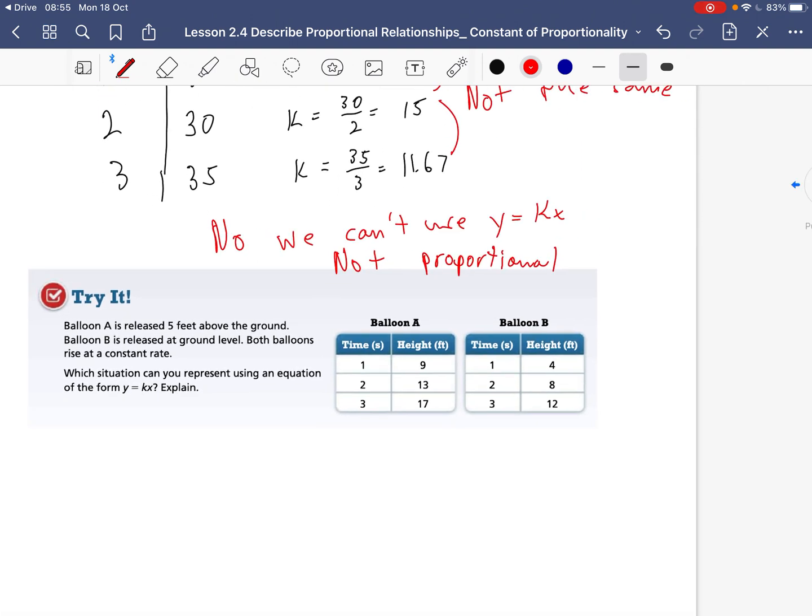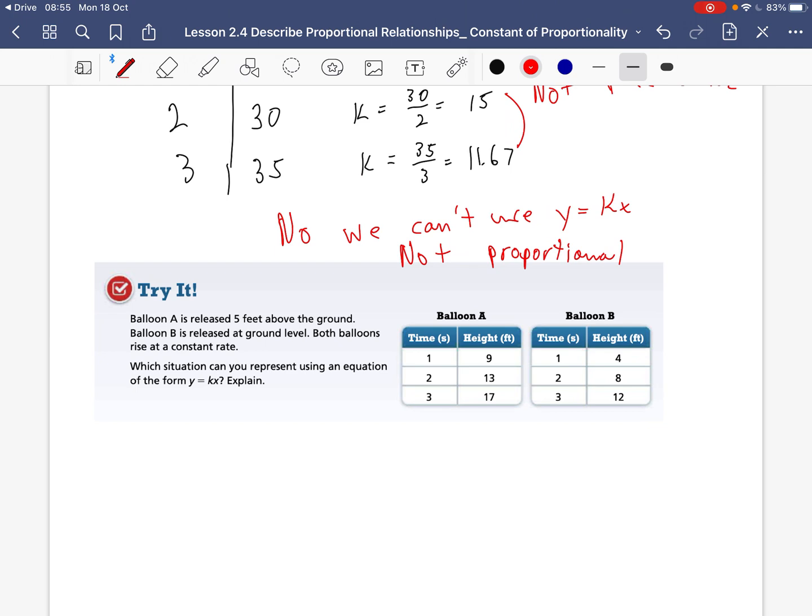All right, our last example here. Balloon A is released 5 feet above the ground. Balloon B is released at ground level. Both balloons rise at a constant rate, meaning constant means they do not change. Which situation can you represent using an equation in the form y equals kx?